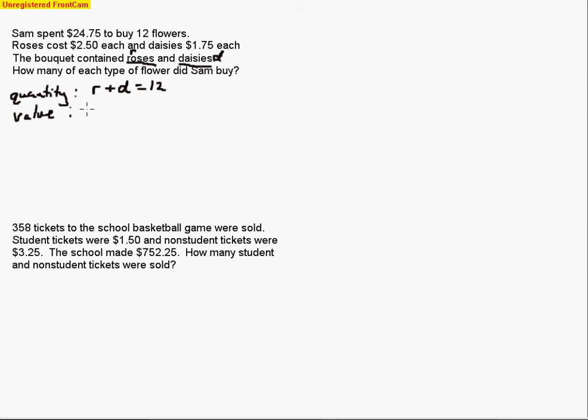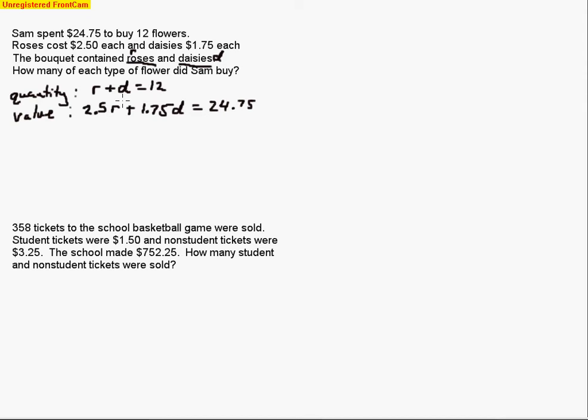Well, their value. $2.50 is the cost of a rose, so 2.5 times the number of roses. And $1.75 is the cost of a daisy, so we'll write 1.75 times the number of daisies we buy. And altogether, this will make $24.75. So we've got an equation. R's and D's are all lined up.